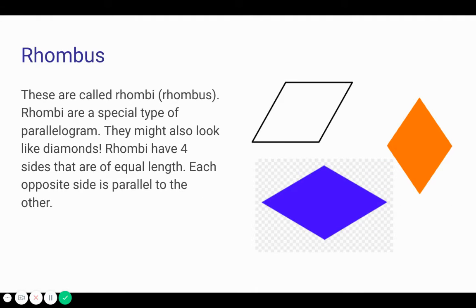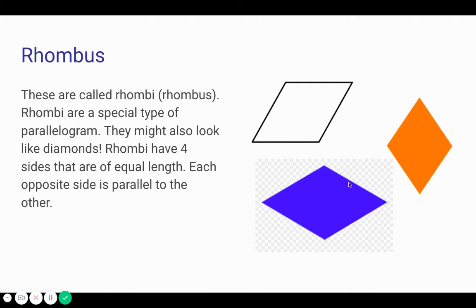The next one you might have seen before, and you might know as a diamond. And the actual name for this shape, or another name for this shape, is called a rhombus. Rhombi, that's the plural. When you have more than one rhombus, it's called rhombi. Rhombi are technically a type of parallelogram, but they're a lot skinnier or thinner. And they might look like diamonds. You might call them a diamond.